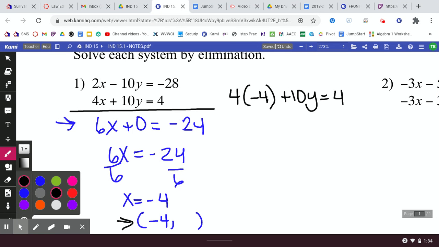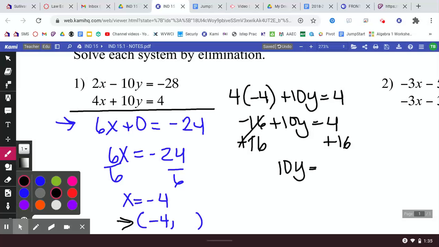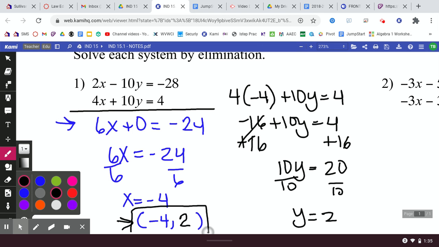And this is just like last week, right? Once you find one value, plug it in, find the other one. 4 times negative 4 is negative 16. And then we add 16 to both sides, because we want to move it off of there. That gives us 10y equals 4 plus 16, which is 20. Divide by 10, and we get y equals 2. That's the other half of our answer. So we plug it into our ordered pair, and then we circle it or square it because that's our answer.